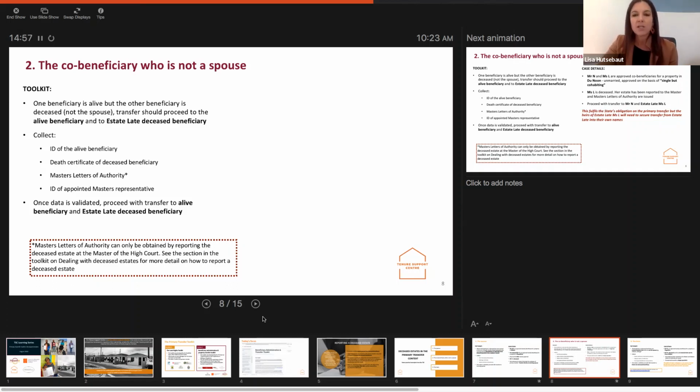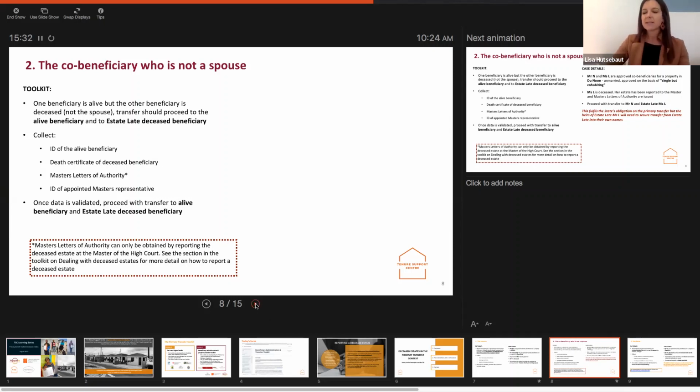So the documentation that one would need to collect on this particular type of problem is the ID of the beneficiary who's still alive, the death certificate of the deceased beneficiary, the master's letters of authority, as well as the ID of the person who's been appointed as the master's representative. This is because that master's representative is the person who's actually going to sign the sale agreement on behalf of the deceased beneficiary, as well as any other documentation that might be needed through that transfer process.